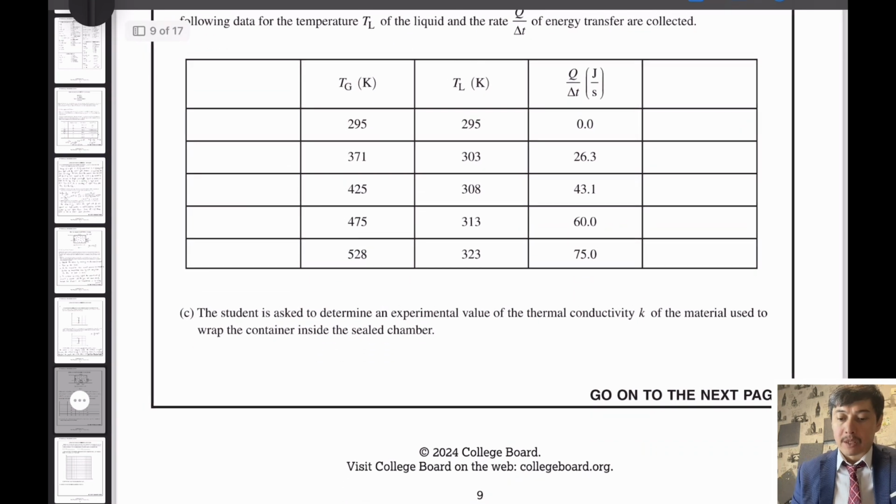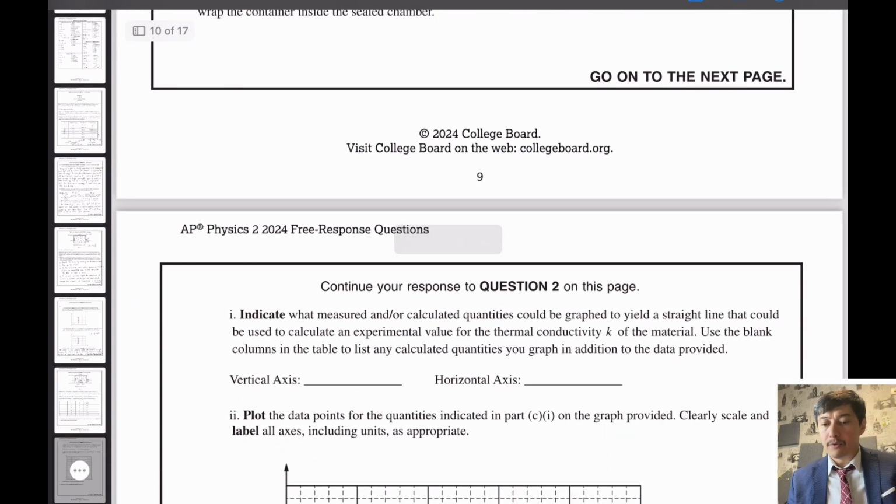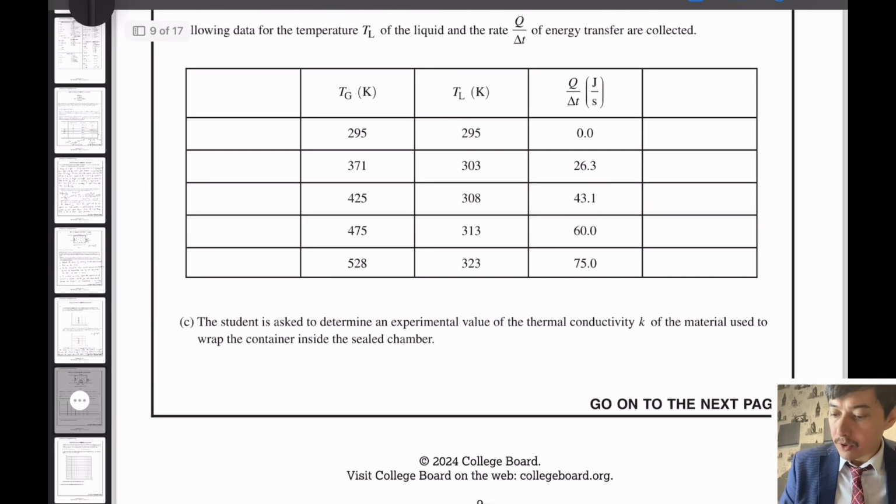Part C. The student is asked to determine an experimental value of the thermal conductivity K of the material used to wrap the container inside the sealed chamber. Indicate what measured and or calculated quantities could be graphed to yield a straight line that could be used to calculate an experimental value for the thermal conductivity K of the material. Use the blank columns in the table to list any calculated quantities you graph in addition to the data provided. So, what is the question covering these all quantities?